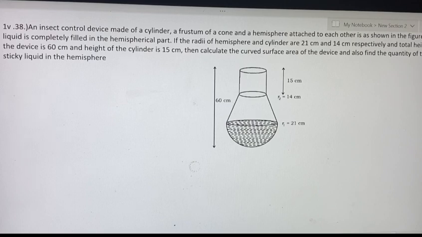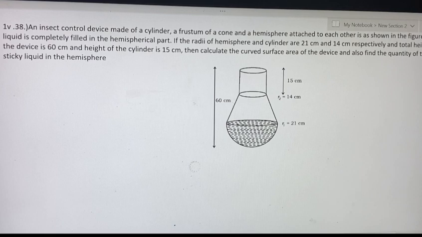Now this control device has three shapes. One is a cylinder, that is the upper part is of cylinder shape, then the middle part is of frustum of cone shape, and the last, which has the liquid, is of hemisphere shape. So it is attached to each other.